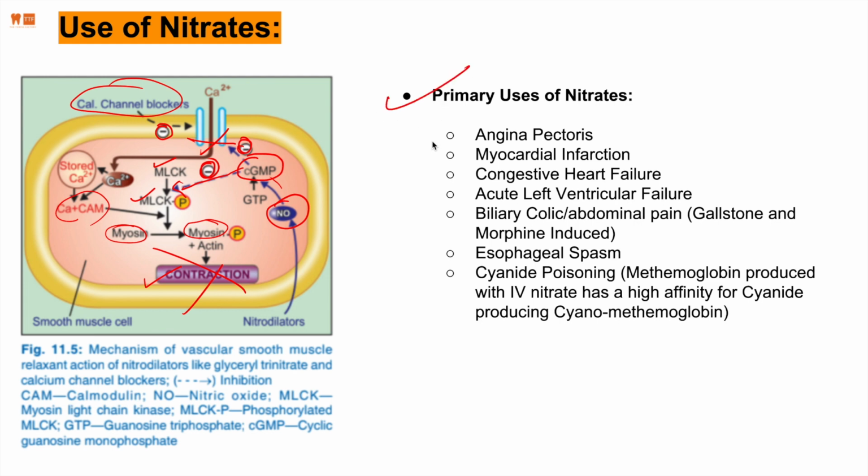Primary uses of nitrates are angina pectoris and myocardial infarction. Great. We talked about CADs and IHDs so far, but it can also be used in congestive heart failure, acute left ventricular failure specifically, biliary colic, in other words, abdominal pain. That's all it means. It is caused when gallstones accumulate, or morphine-induced abdominal pain. We can use nitrates. Esophageal spasm and cyanide poisoning.